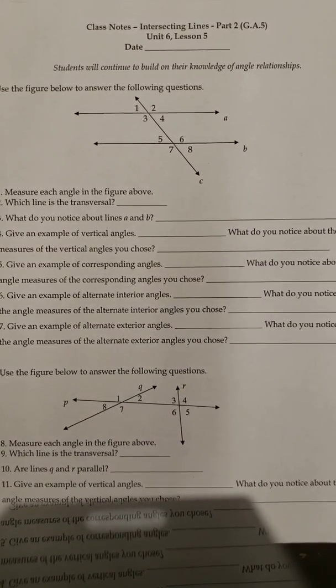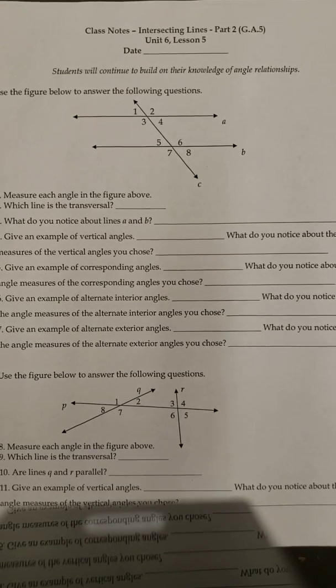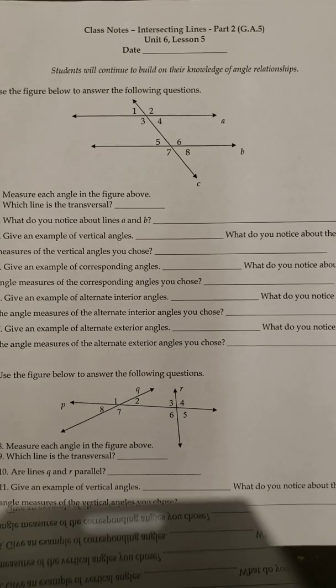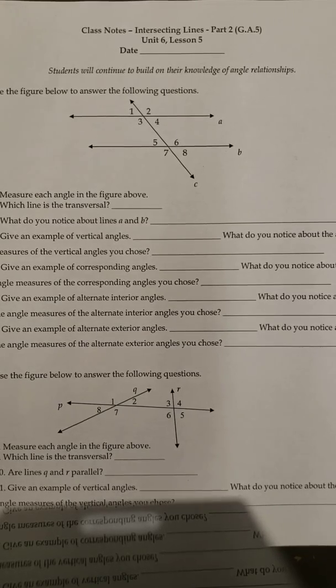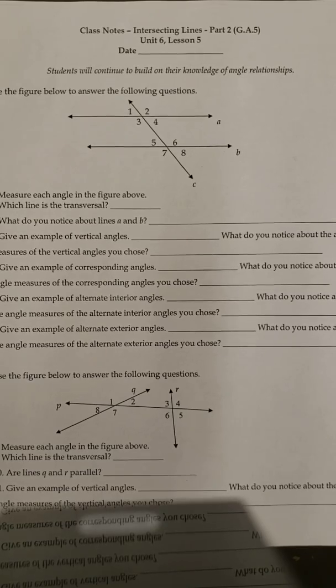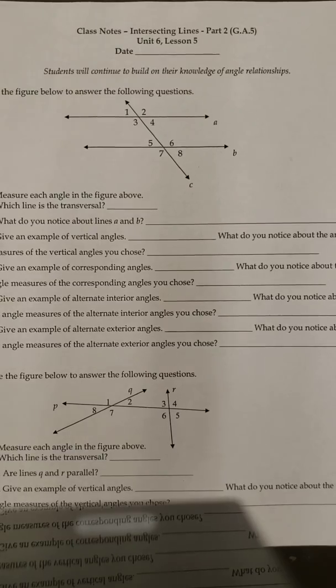We are going to continue talking about the angle relationships that occur when there are intersecting lines. So we just looked at a bunch of different vocabulary. Now we're going to put it into action and see what's going on. So the first thing, it says measure each angle in the figure above.